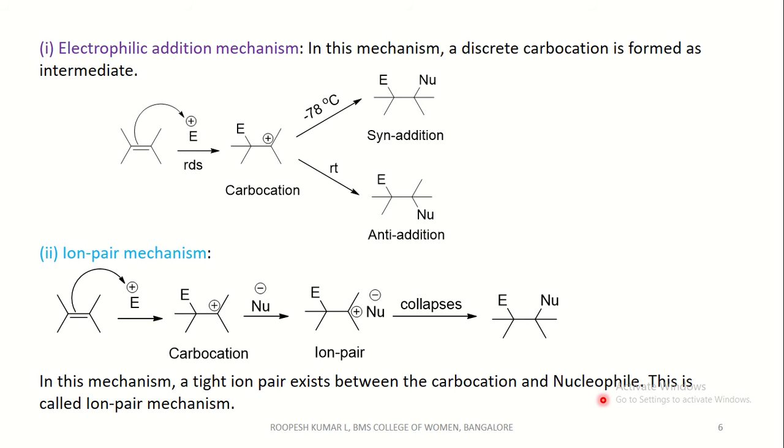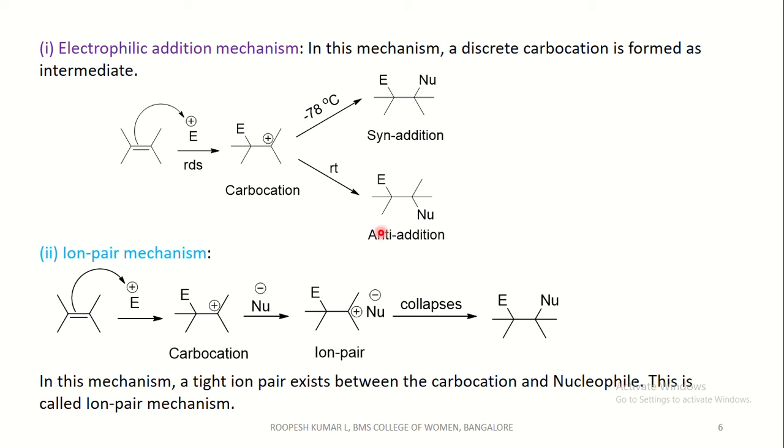Coming to the electrophilic addition mechanism, in this mechanism a discrete carbocation is formed as an intermediate. That is, tetramethylethylene reacts with the electrophile, which is the rate determining step, the slow step, which forms a carbocation. Under very low temperature, we get a cis addition. That is, the nucleophile attacks from the top side. Whereas at room temperature, the nucleophile attacks from the downside, we get an anti-addition, and this is trans. This is a syn addition.